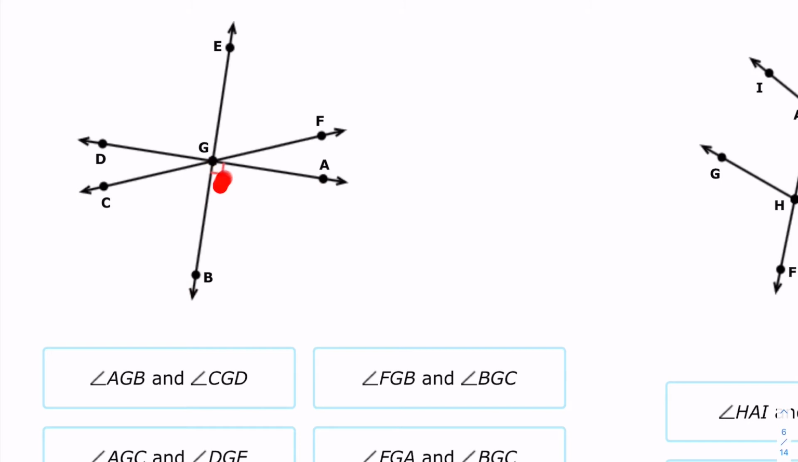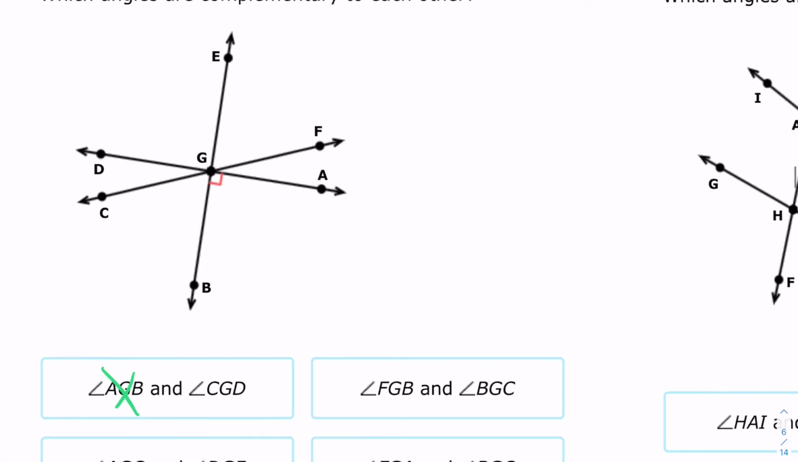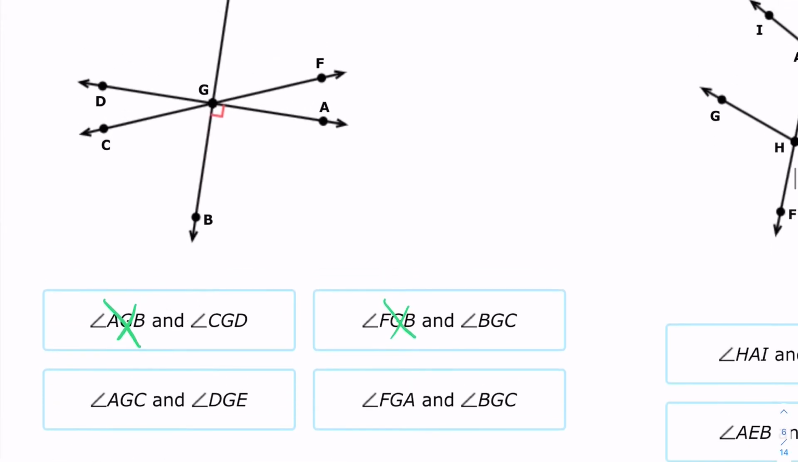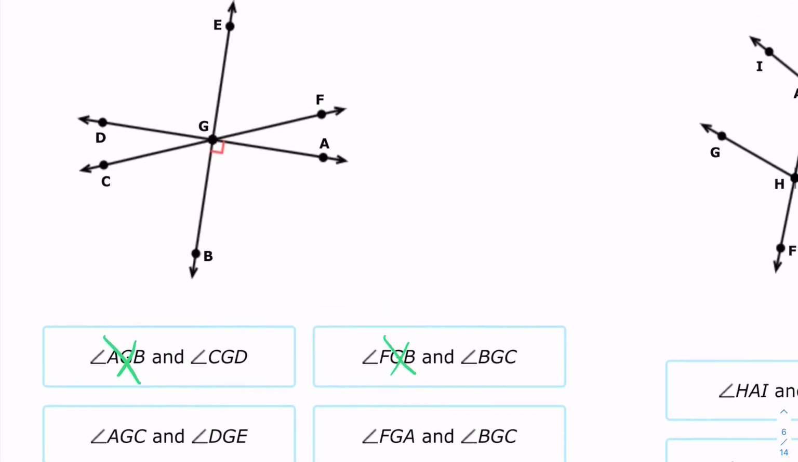AGB is already a right angle. Whoa, so it can't be this one. If that's already a right angle, then CGD wouldn't have any value whatsoever. It would be 0, and that's not the way complementary angles work. So the next one is FGB. FGB, that one is more than 90 degrees. Therefore, right away, I know it can't be this one. Those are not options.